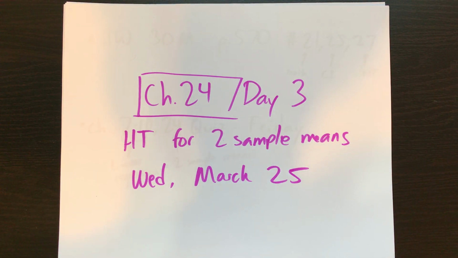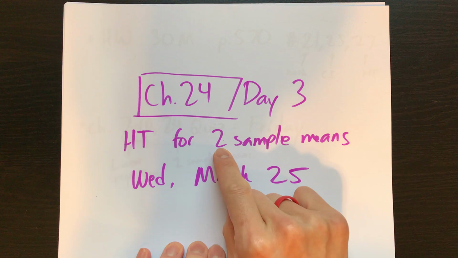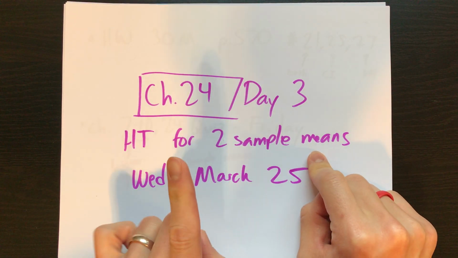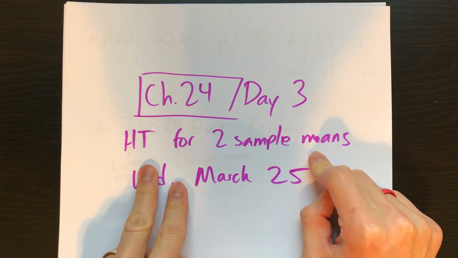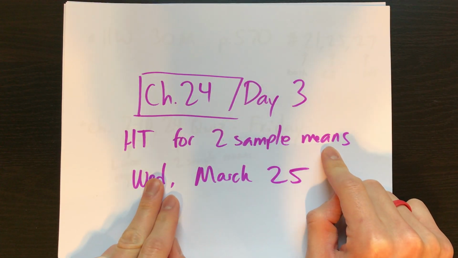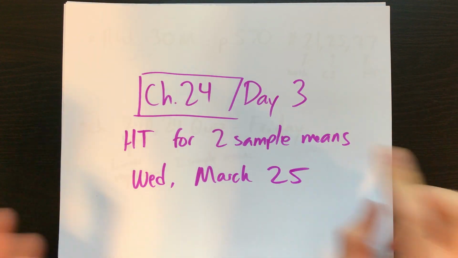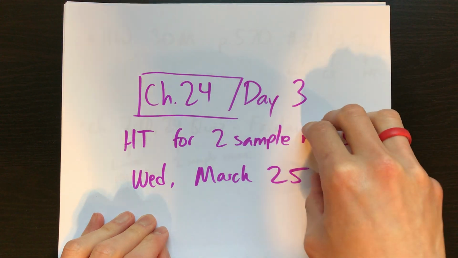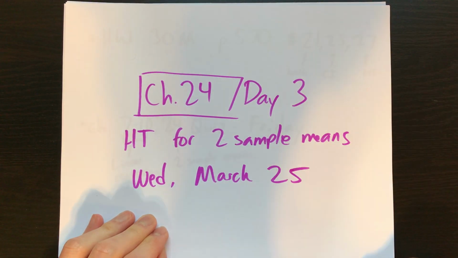We are day 3 of Chapter 24. Chapter 24 is all about two sample means. Remember, we've gone through one sample proportion, then two sample proportions. We did one sample mean last week, sorry, singular. And then two sample means. We're comparing to see if one mean is different or greater than or less than the other mean.